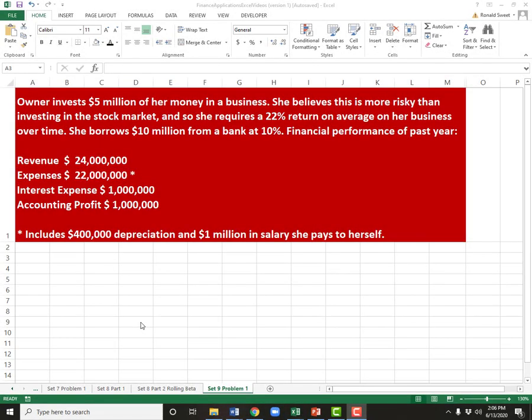Now we turn to problem set 9. Hopefully you've looked in the notes, read through the notes, the online PowerPoint presentation, and maybe even the class discussion, depending on when you get to this problem. But this is economic value added, one of my favorite topics.